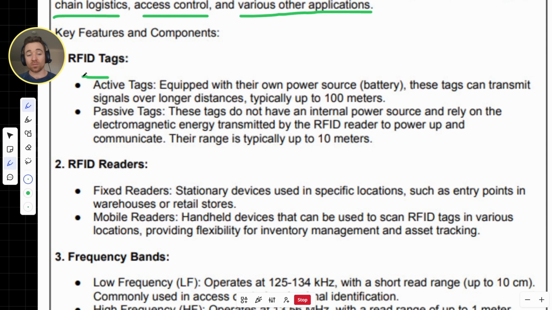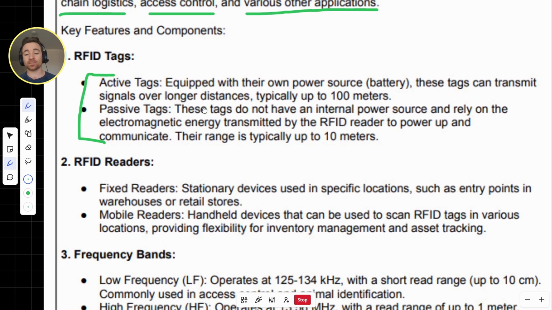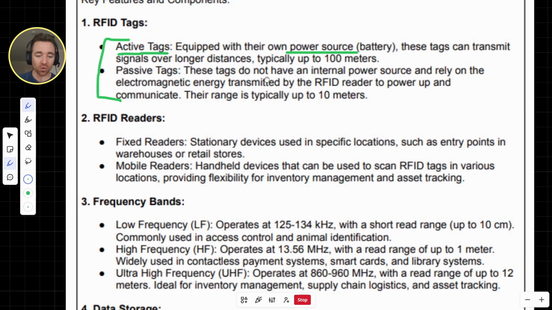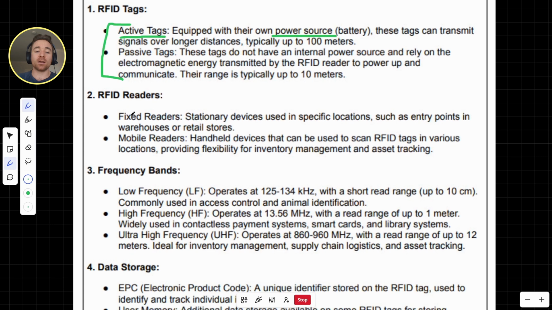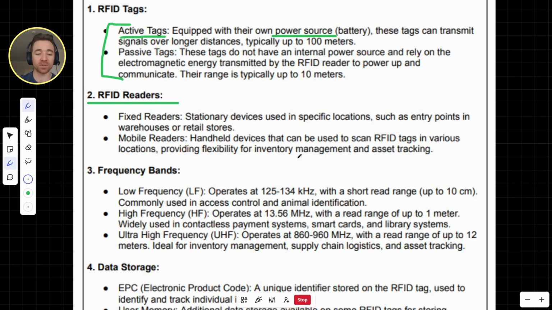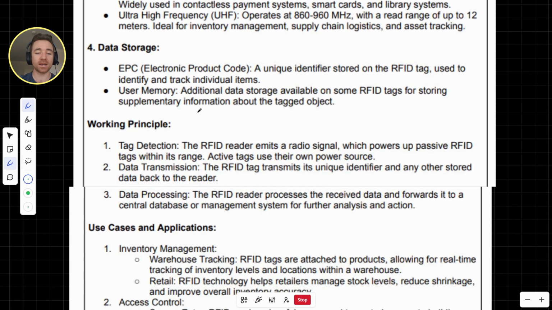Same thing between active and passive, okay? You can have an active tag that has its own power source, and you can have a passive tag that does not have its own power source and relies on the energy from the reader to generate. But generally, they'll both have their own power source. Not all the time, but you will find that. Now, the RFID reader is just what you're scanning that tag with, okay? It's basically, again, a similar concept to NFC, but it's a longer distance, and they largely use it for keeping track of inventory, okay? We don't need all that.